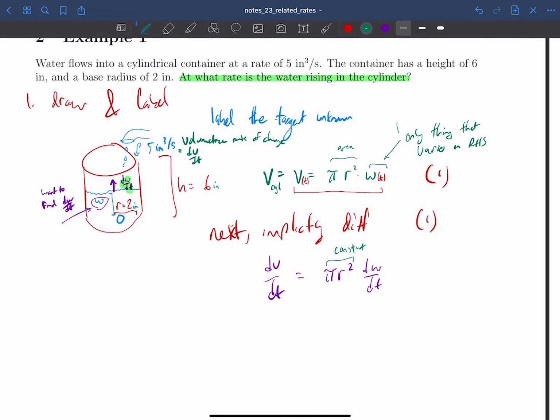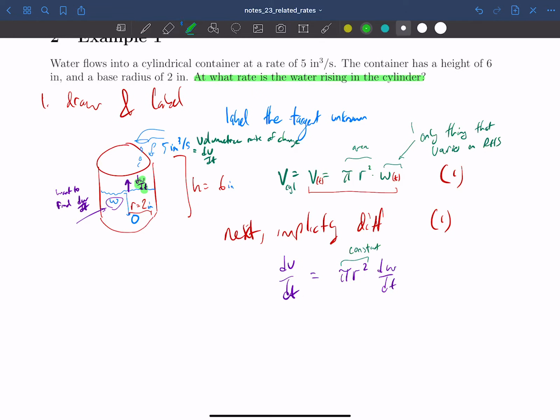I really like to periodically refer back to what my goal is. I have in green highlighter, what's the rate at which the water is rising in the cylinder? I want dW dt. This is my goal. So now we just need to figure out, hopefully I have the other pieces. Do I have dV dt? The answer is yes, I absolutely have dV dt. That's this 5 cubic inches per second, the rate at which water is flowing into the container.